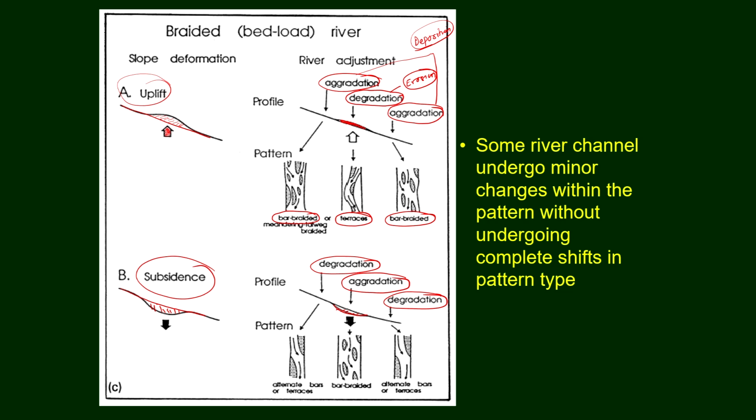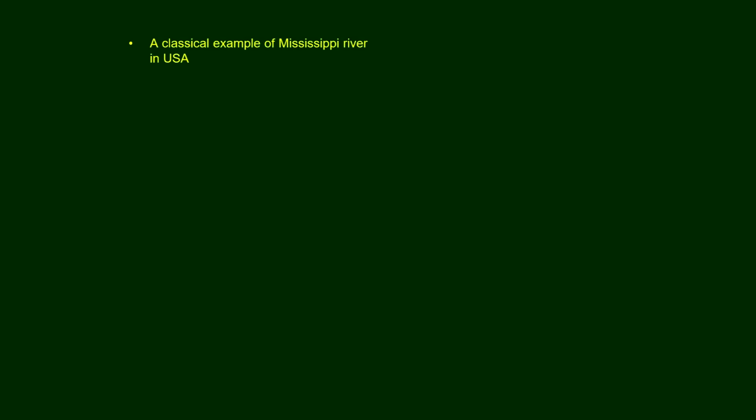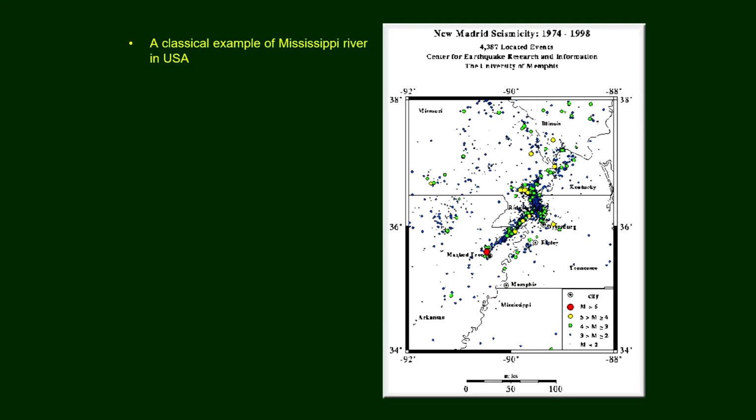So, let us move further and see what else we have in this one. This is a classical example from the Mississippi River in the US, which shows a typical indication of when it crosses the uplifted area. This is the New Madrid region, where the black line is shown as the Mississippi River, and this area is also experiencing extreme seismicity and is famous for major earthquakes.